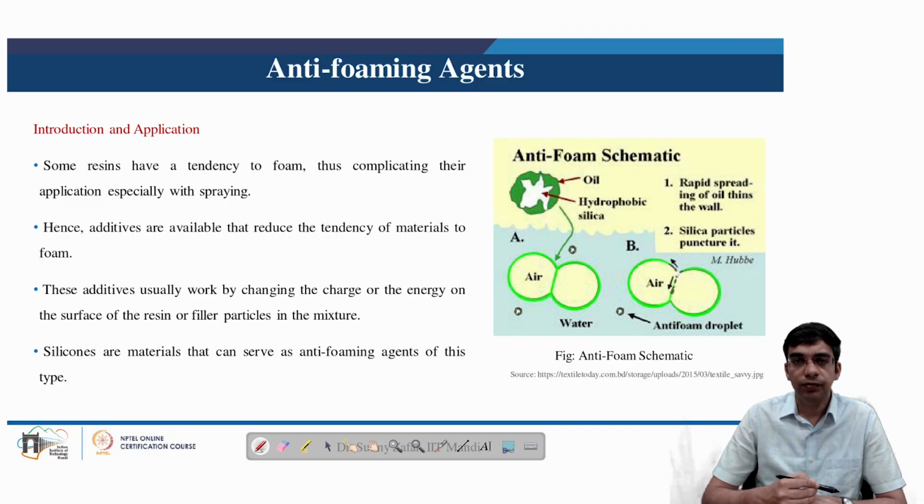Next are the anti-foaming agents. Some resins may have a tendency to foam, that is, to develop a foam-like structure, thus complicating their application, especially while spraying. Hence some additives may be added in such resins to reduce the tendency to develop foam. These additives usually work by changing the charge or energy on the surface of the resin or the filler particles in the mixture. Silicones are popular materials to be added as anti-foaming agents in this type.